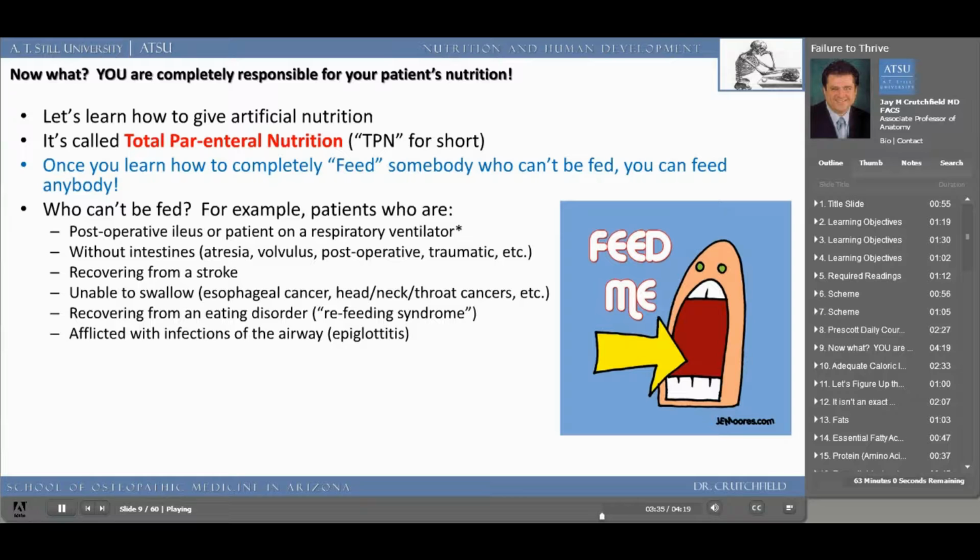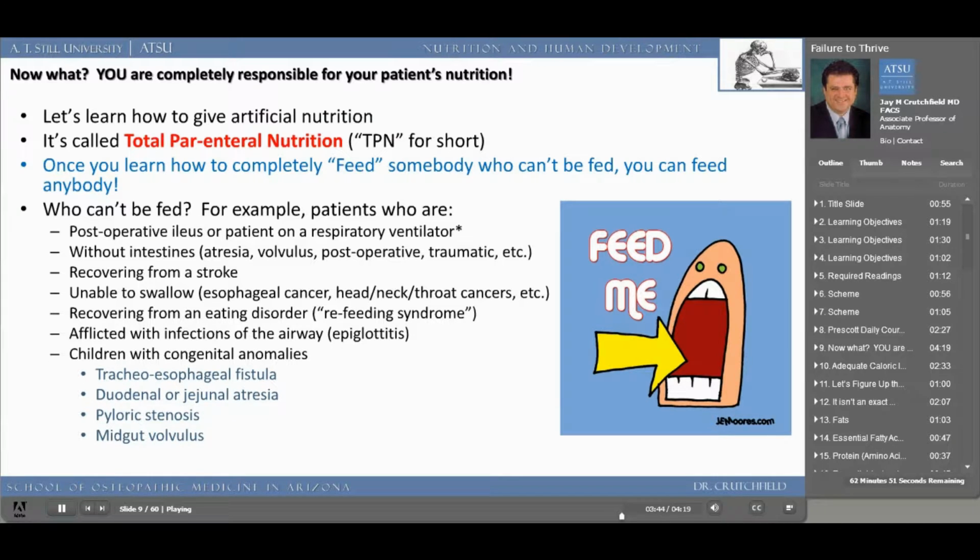What about those who have severe infections of the airway? For example, children with epiglottitis. How are you going to feed this child? And those children with congenital anomalies. If we're talking about failure to thrive as an infant, what if your patient has a congenital fistula between the trachea and the esophagus, or the duodenum hasn't developed, or the jejunum does not have a lumen, called jejunal atresia, or they have pyloric stenosis and they're vomiting, that typical hyperperistaltic emesis that they have, or a child who has a midgut volvulus and loses most of his intestines. These are all patients that you can't feed. So if we know how to feed these patients, we can feed anybody.